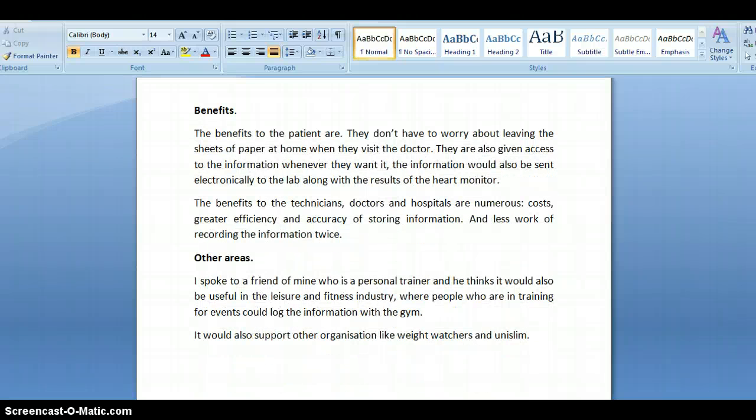This is some of the benefits now for both the patient and the doctor. The benefits to the patients are they don't have to worry about leaving the sheets of paper at home when they visit the doctor. They're also given access to the information whenever they want it. The information would also be sent electronically to the lab along with the results of the heart monitor. The benefits to the technicians, the doctors and the hospitals are numerous, the biggest being the costs, greater efficiency and accuracy of storing information, and less work of recording the information twice.